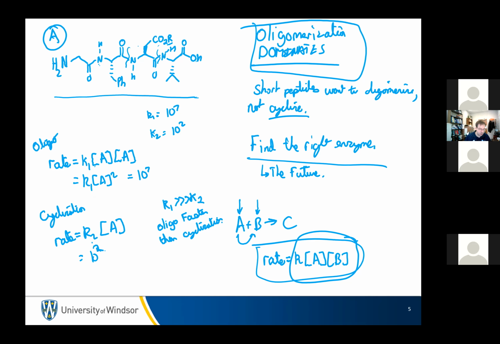How can we favor cyclization? Decrease the concentration. So let's say instead of A being 1 molar, because K is a constant, right? It is a constant. Let's say A equals 0.000001 molar. Now I take that and I square it, because A times A, I need 2 of them to come together.